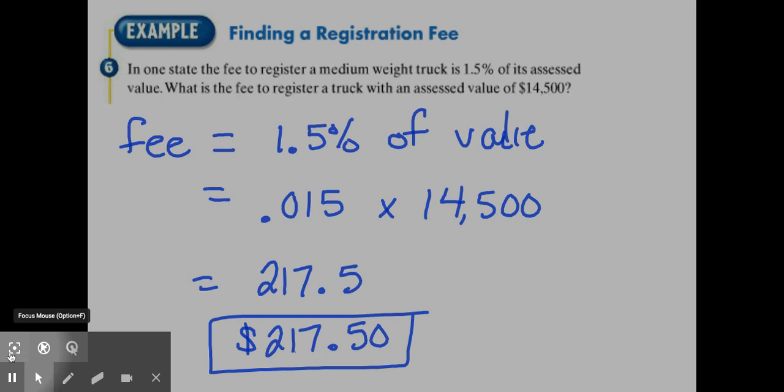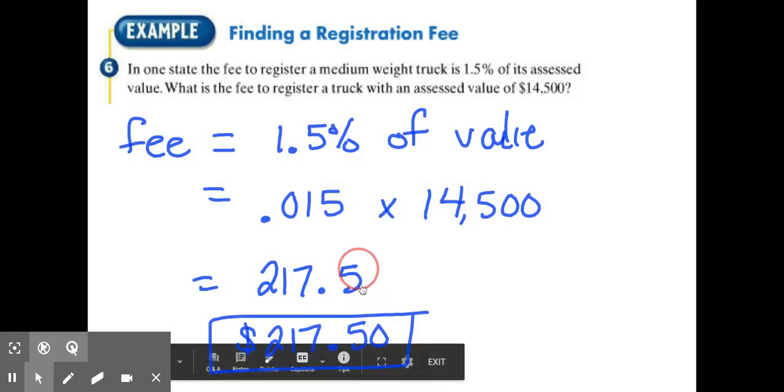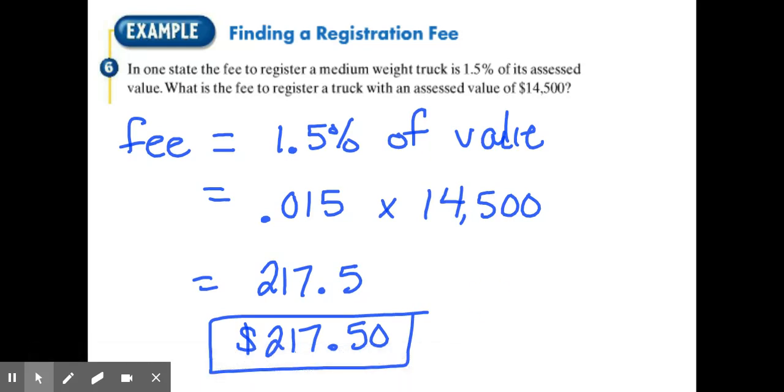Please remember, one decimal place is fine when you are dealing with a decimal. You need 2 when you are dealing with money, okay? It has to have 2. Okay, let's go back now to example number 5.